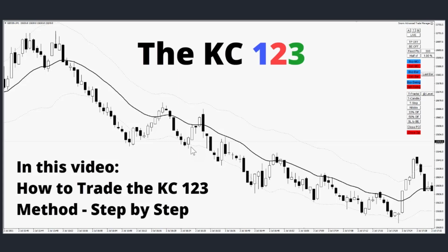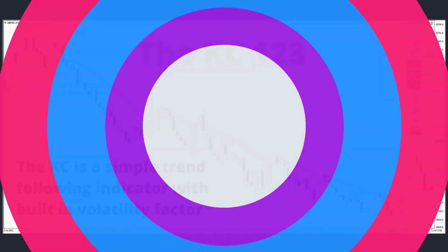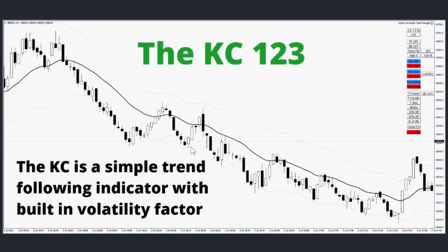This is Imi, and today I'm going to show you the KC123 method, how to trade the KC123 method step by step. So let's begin. So the KC is a famous indicator, not something that I created. It's already been there. It's been tested, statistically proven. It's Keltner channels, but the parameters can be changed, so the parameters that we use are slightly different.